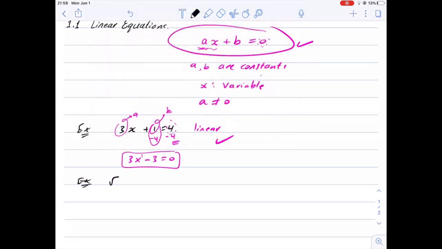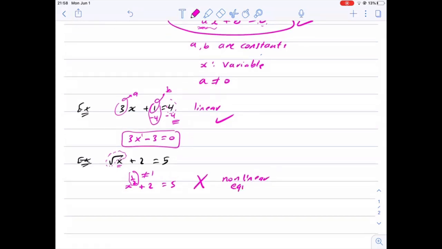What about square root x plus 2 equals 5? Is this a linear equation? We need to focus on the variable. The variable is x, and how can we rewrite this as x raised to some power? The square root is the power 1/2. So x to 1/2 plus 2 equals 5. As we can see, the power is not equal to 1. That means it's not linear, it's a non-linear equation.